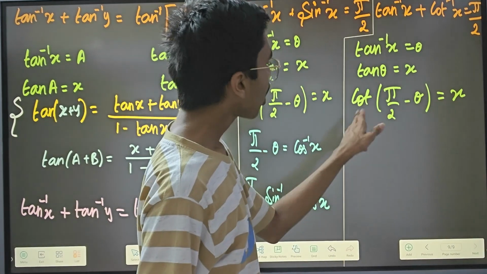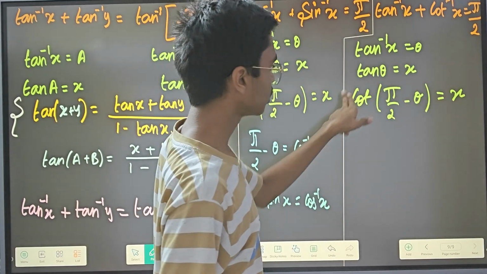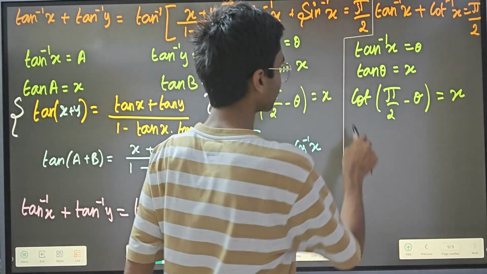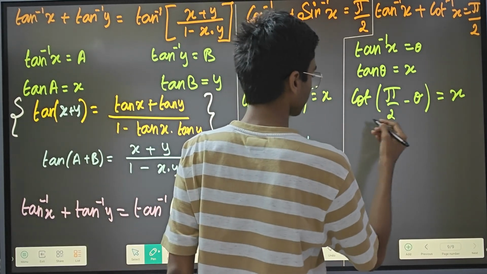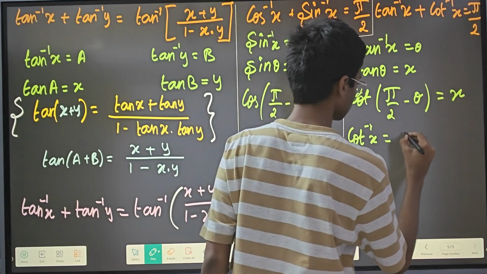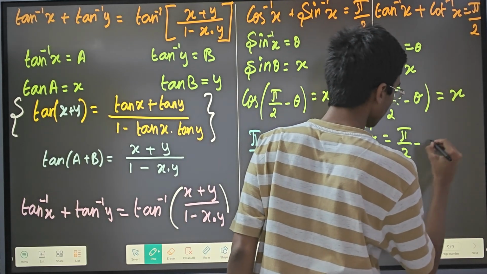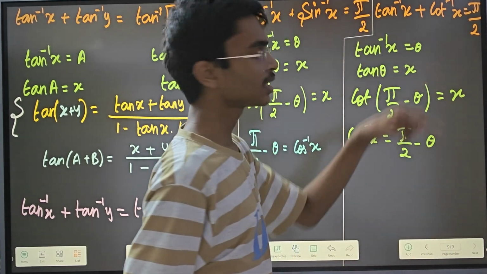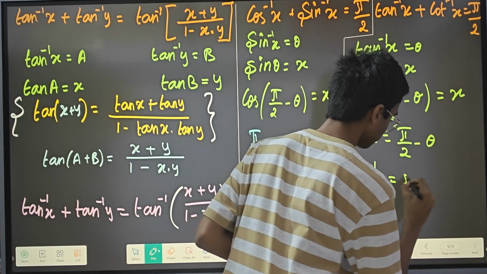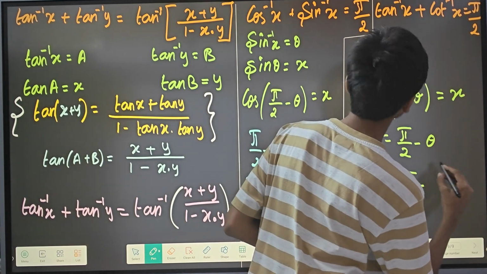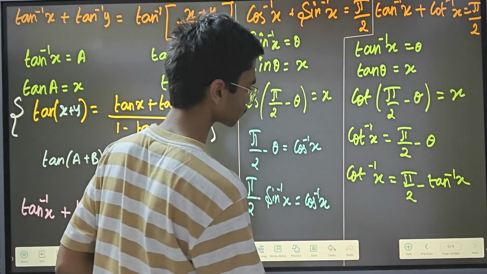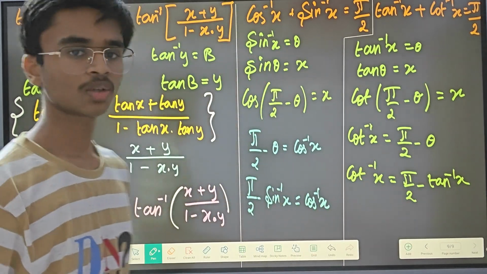So now we are going to apply cot inverse, multiplying this total formula in terms of cot inverse. Then this will be cancelled out, and here there will be cot inverse x. So cot inverse x is equal to pi by 2 minus theta. What is this theta? It is equal to tan inverse x, right? So cot inverse x is equal to pi by 2 minus tan inverse x, which is this formula.